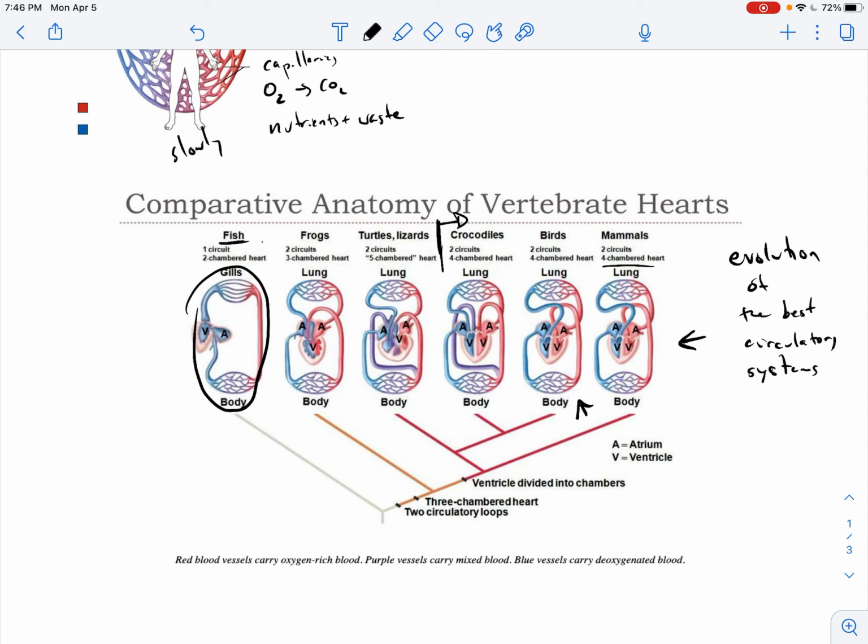I think that's pretty cool. The fact that we're all a little bit different from all these different organisms, and we've kind of found our way to be the most efficient, at least mammals have.